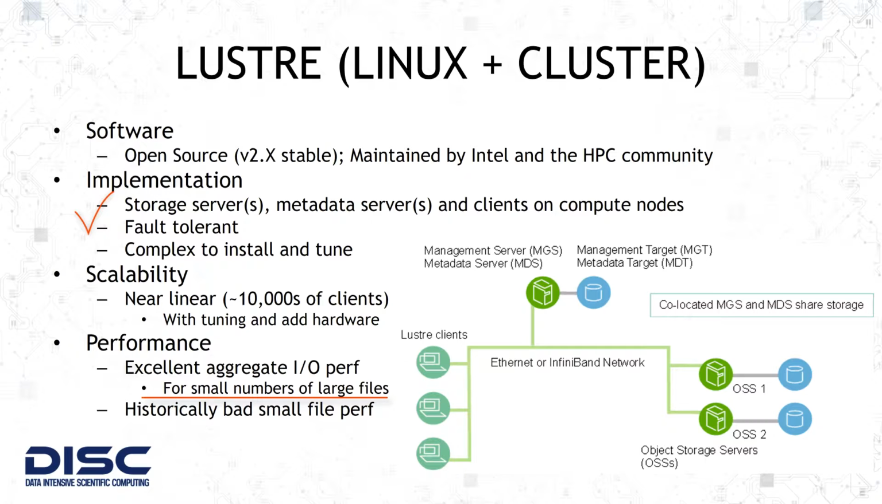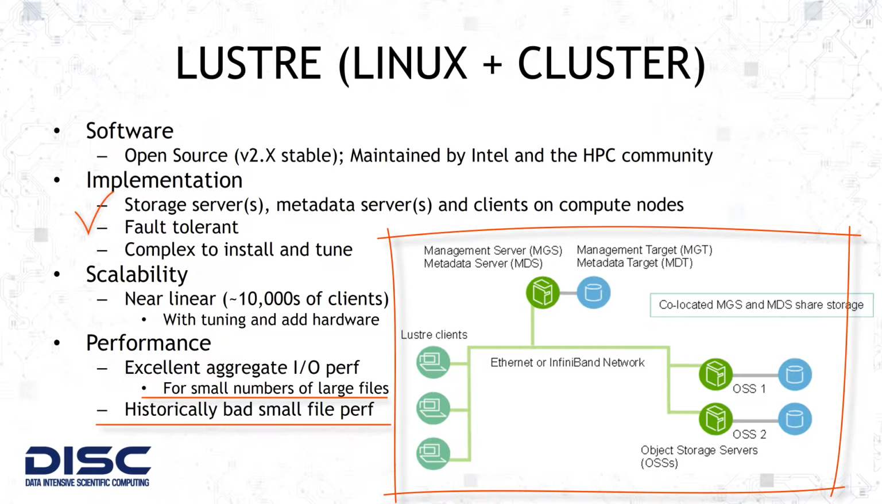Really excellent performance for small numbers of large files. Historically, though, and this is different than NFS, the small file performance, especially for large numbers of small files, has been traditionally very bad. So if you look at the architecture, why would that be? Why would an NFS server do a better job, at least historically, at handling lots of small files as opposed to a robust HPC distributed file system such as Lustre?